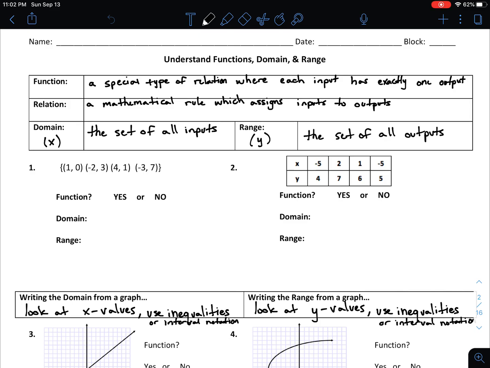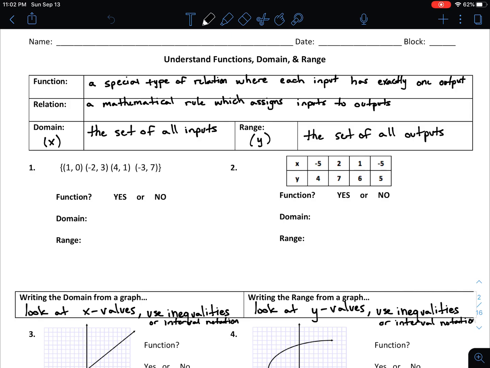A domain of X typically is going to be the set of all inputs. So when you think domain, think X values. The range then is typically going to be your Y values. That's the set of all of your outputs. Let's take a look at a couple examples.